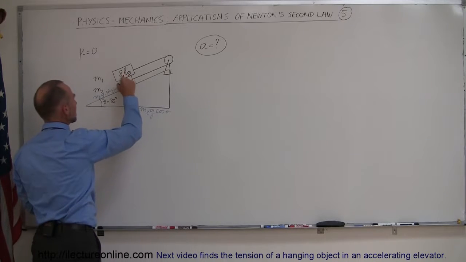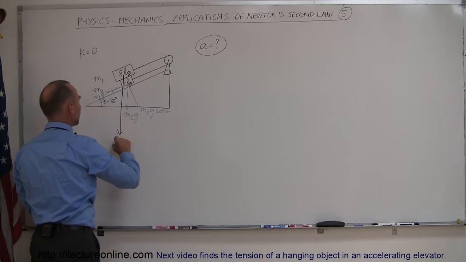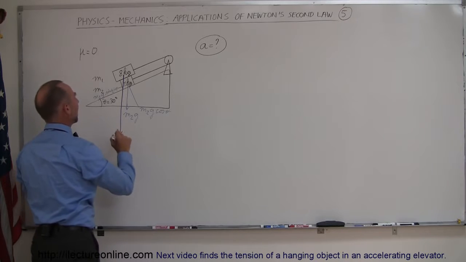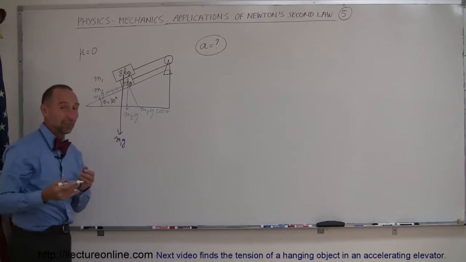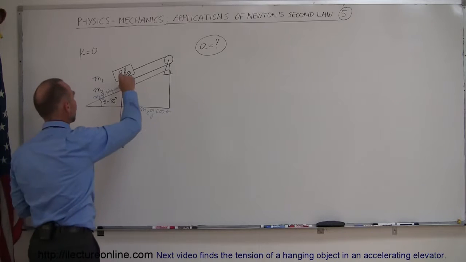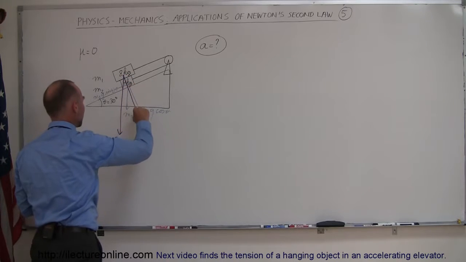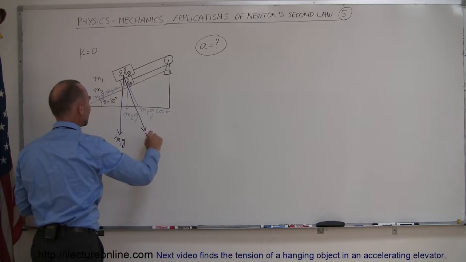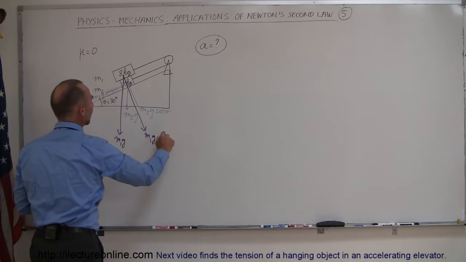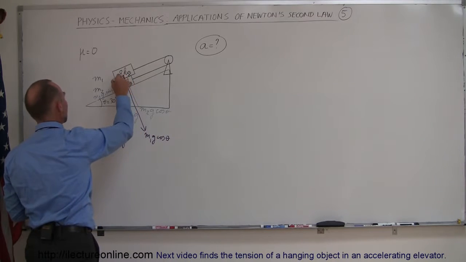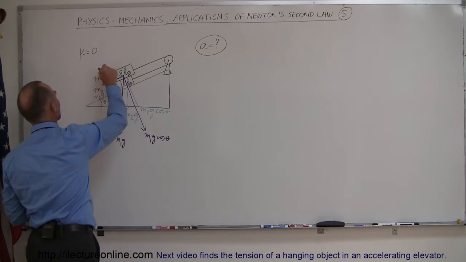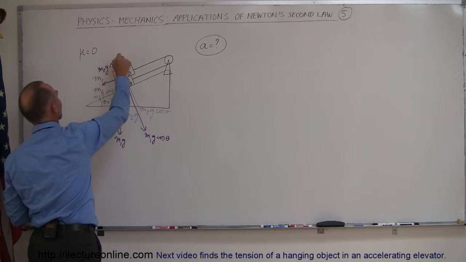So this would be the m1g, the weight of the heavier mass. Obviously, I indicated that with a longer vector arrow. Then here would be the perpendicular component to the incline. This would be m1g times the cosine of theta. Notice the angle, of course, is the same. This here would be the m1g times the sine of theta.